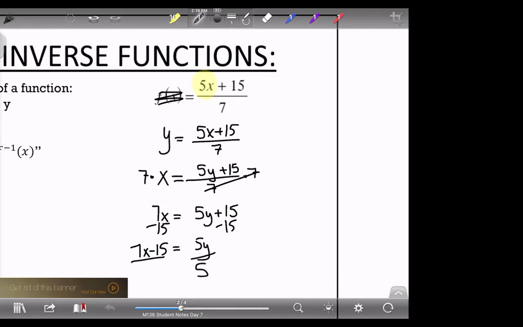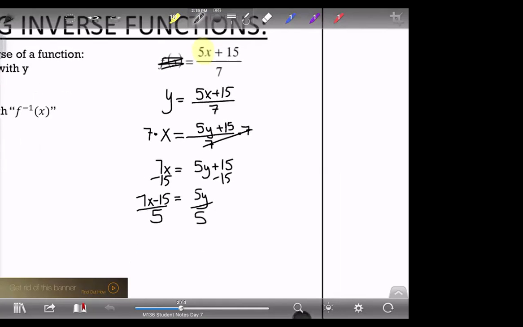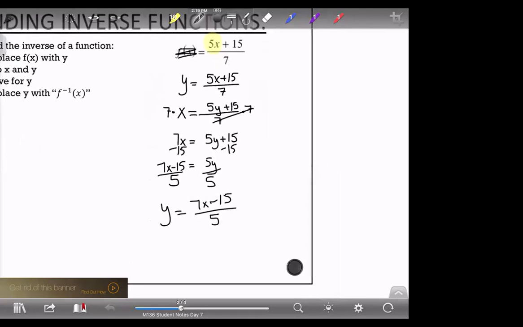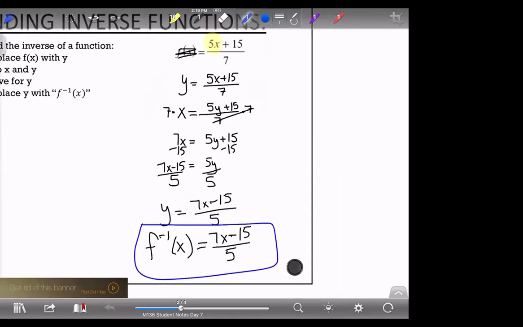Now we want to divide both sides by 5. That's going to give us y equals 7x minus 15, all divided by 5. And then for our last step, we want to replace y with f inverse of x, and that right there is your final answer.